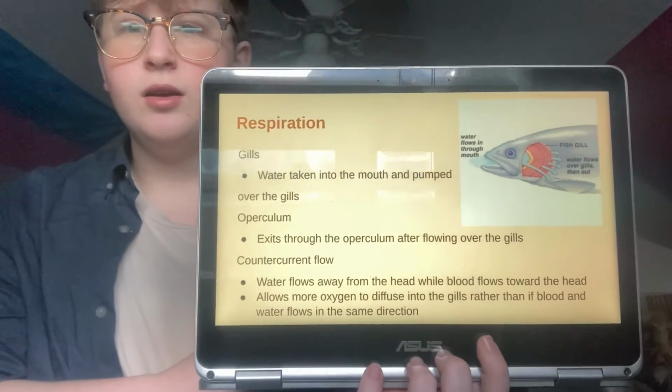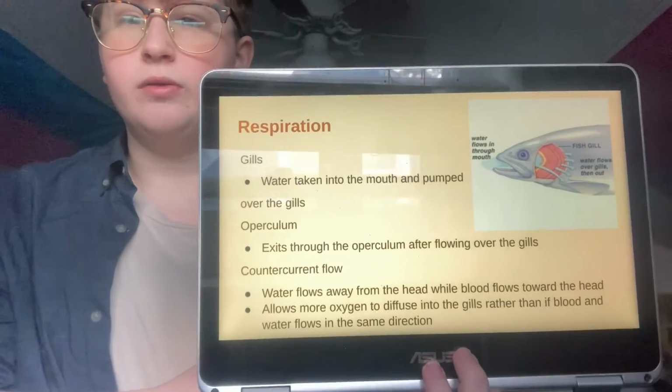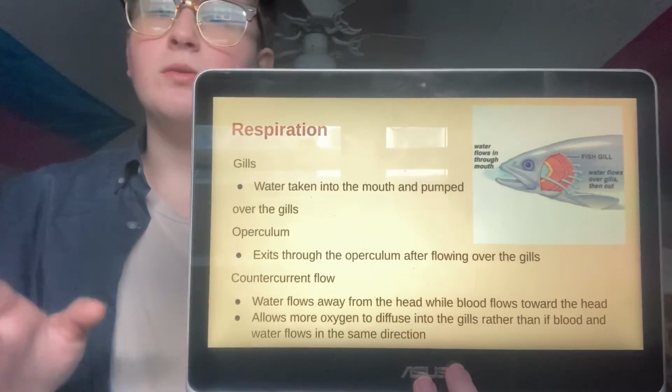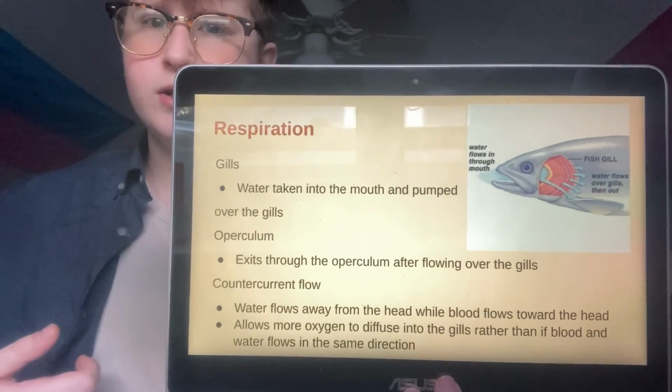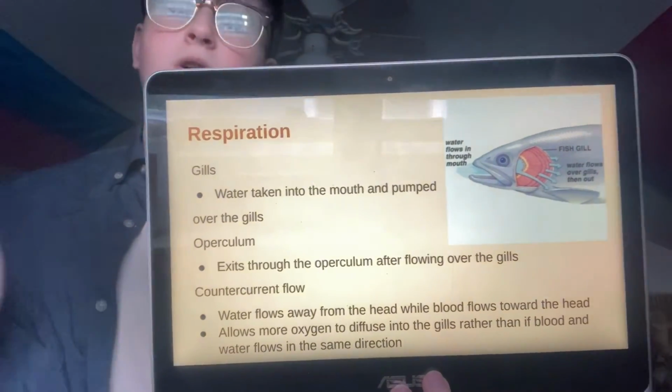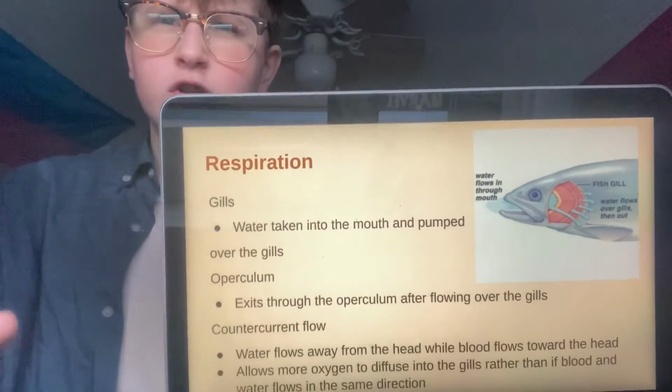And then finally the countercurrent flow, in which water flows away from the head and blood flows towards the head, which allows more oxygen to diffuse into the gills than if the blood and water were going in the same direction.